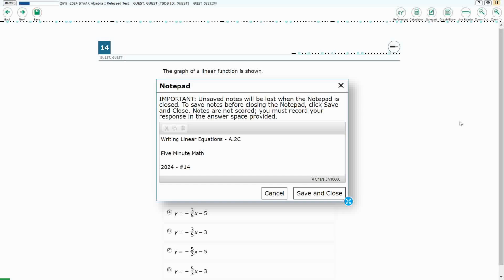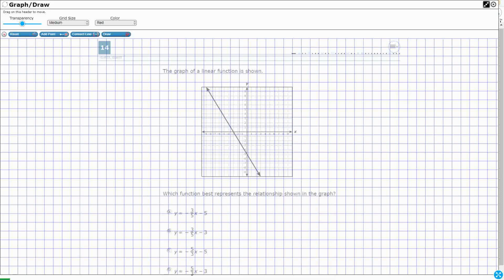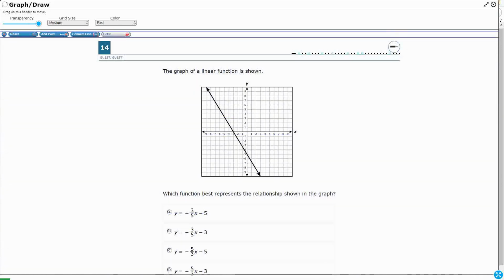Today we are looking at the Algebra 1 concept of writing linear equations. This is standard A.2C in the great state of Texas, and we are using item number 14 of the 2024 released STAAR test. If you haven't done so already, please go ahead and take a moment to pause the video, work this problem out on your own, unpause it, and we will look at our answers together.